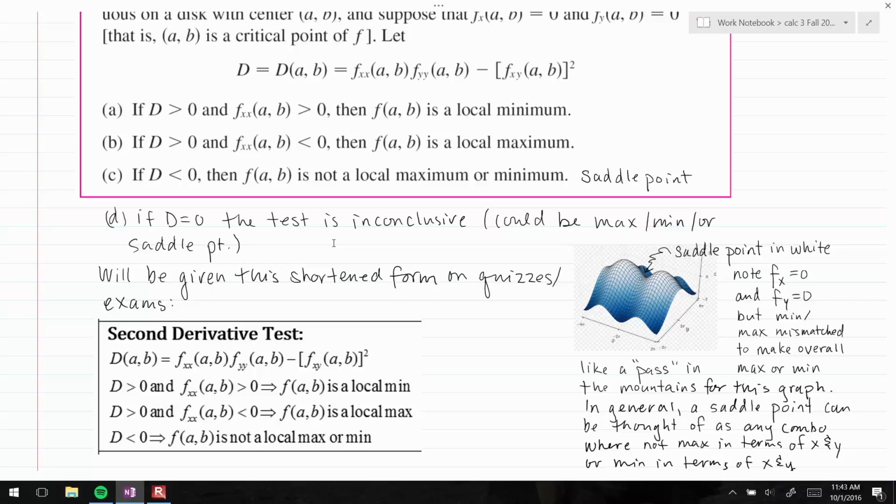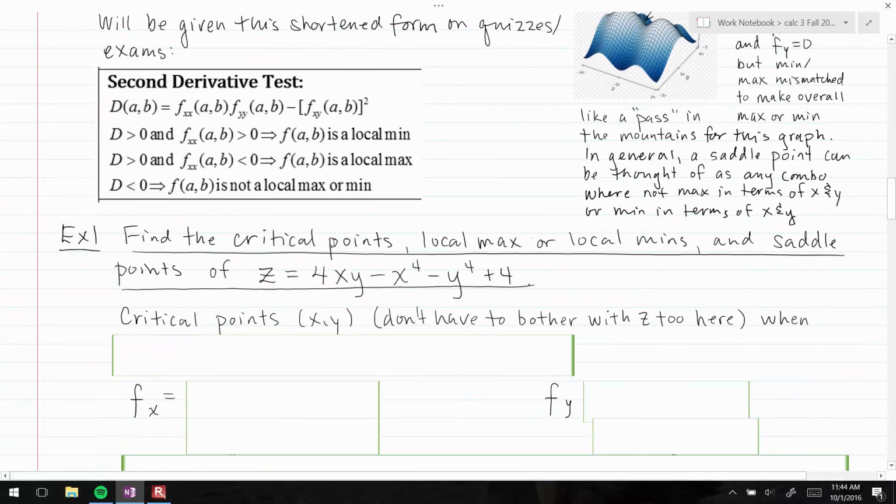And again, the way we're doing things here, you're not going to be expected to use some other test or some other method to determine what it is. Whereas in Calc 1 it was not as complicated and you were expected to do that.